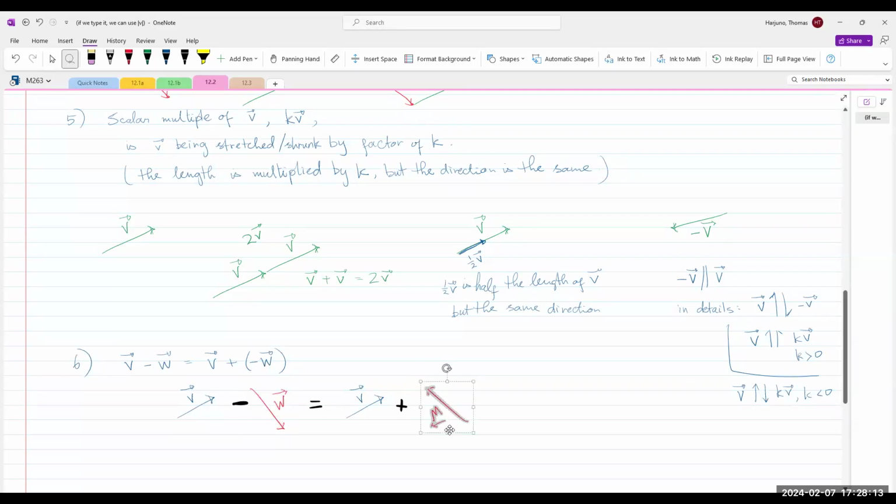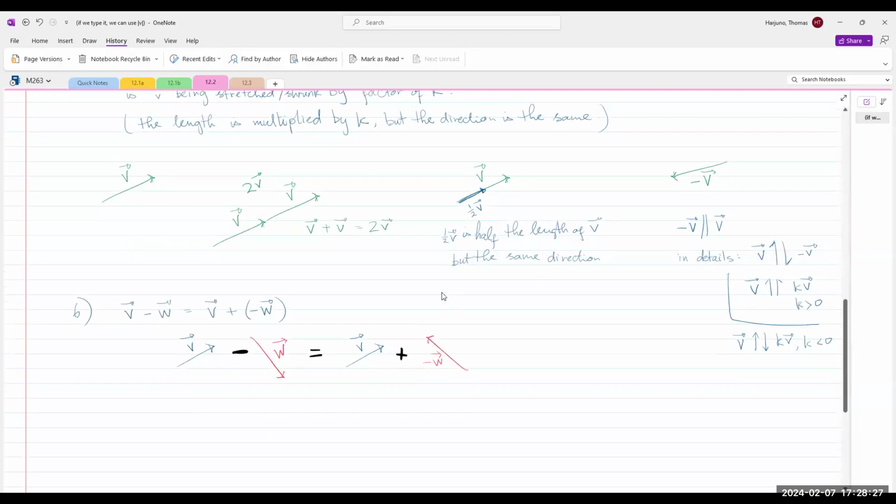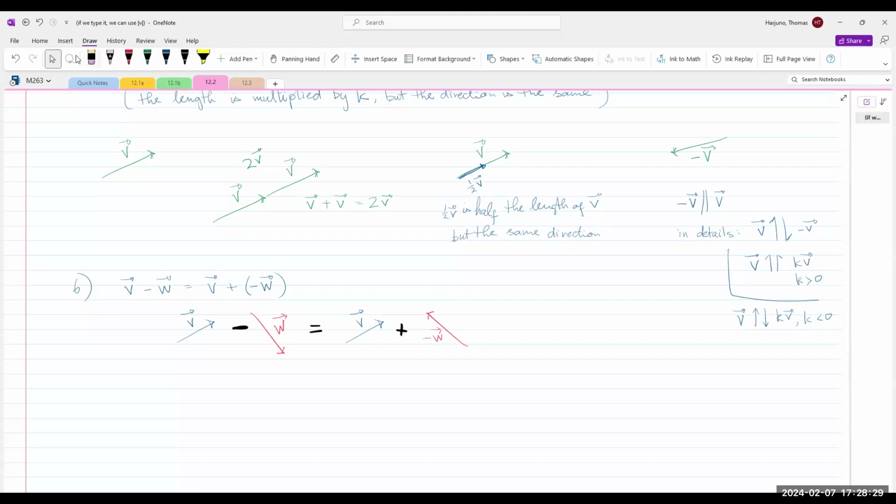So I take this guy here, copy paste that, reverse. Actually, I don't like this. Reverse. Which means I have vector v, no, that's not what I want. I have vector v and then continued with vector negative w.